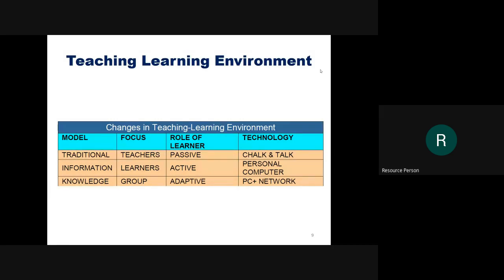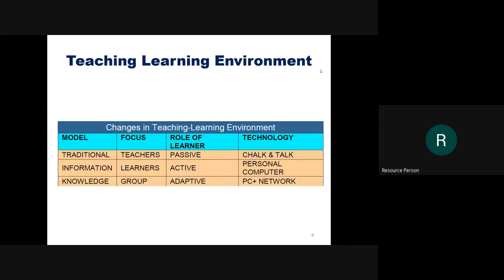The role of the learner in the traditional model was passive, in the information model was active, and in the knowledge model is adaptive. So here, not only the PC, but also the network is required. Network means connectivity. Apart from the PC, there is a need to connect to national and international digital resources that can help enable adaptive learning. Obviously, one teacher is loaded with so many administrative tasks and other things, as many participants were mentioning. So what the government and the rest of the world have done is create plenty of digital resources, which need to be blended into our curriculum and used smartly to enable adaptive learning, so that the student's customized needs can be fulfilled.